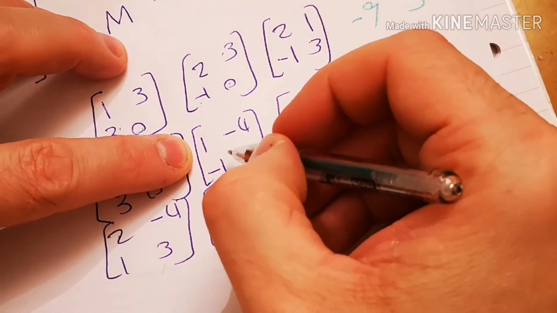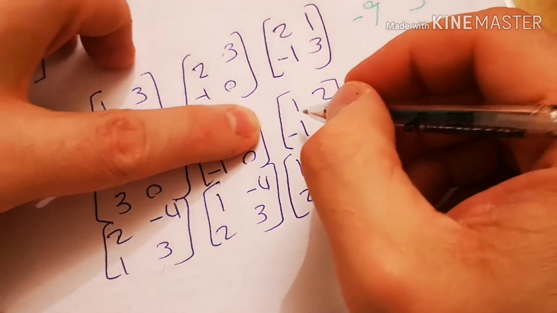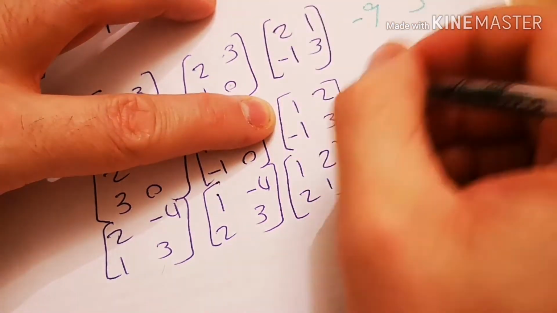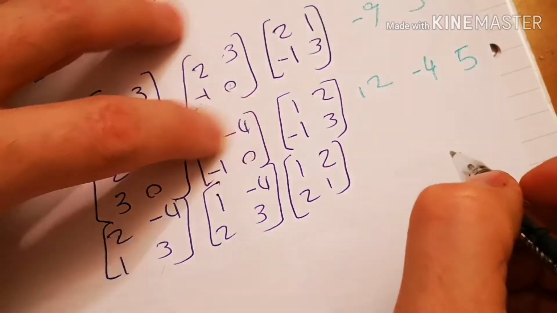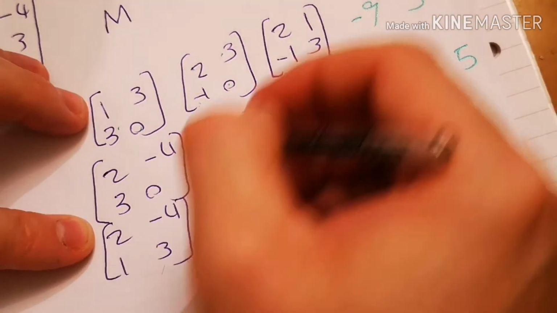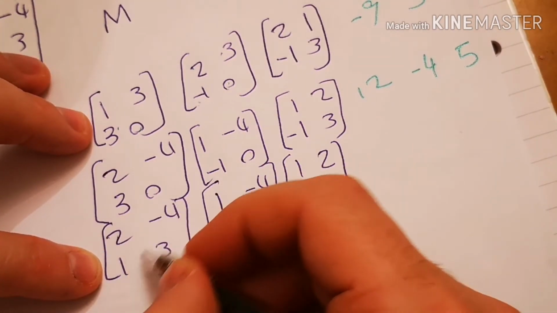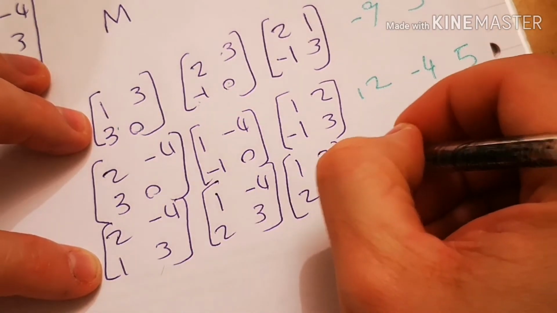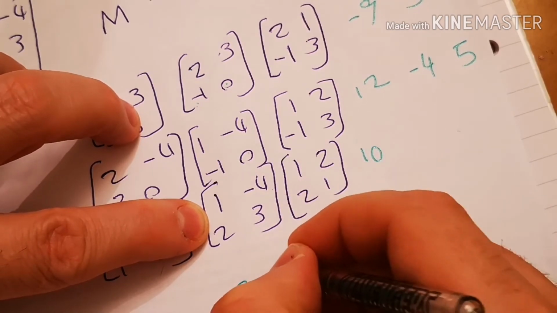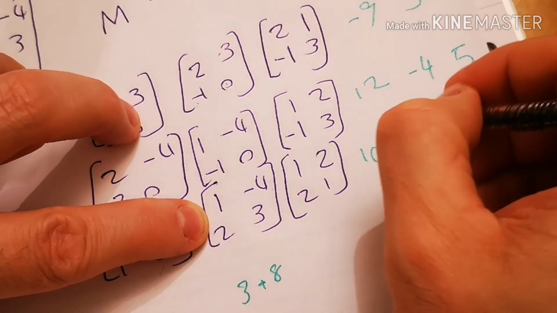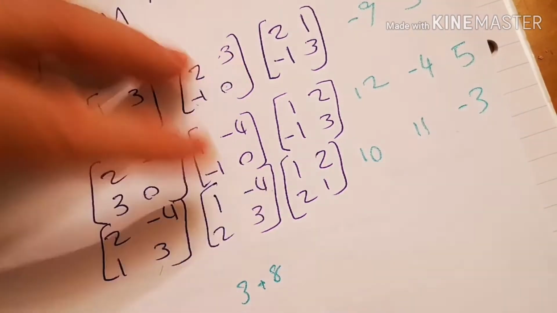1 times 0 is 0. Minus 4 times 1 is minus 4, but remember, we're subtracting it, so it goes back to 4. Hmm, working through: 1 times 3 is 3. Minus 1 times 2 is minus 2, but remember, subtracting, so adding them, it makes it 5. 2 times 3 is 6. And 1 times minus 4 is minus 4, but remember we have to subtract them, so minus becomes plus, so it's 6 plus 4, which is 10. 1 times 3 is 3. 2 times minus 4 is minus 8, but again we're subtracting that, so it makes 8. 3 plus 8 is 11. 1 times 1 is 1, 2 times 2 is 4, so it's 1 minus 4, which makes minus 3.